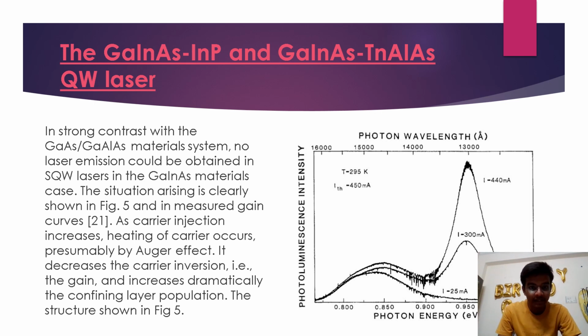The GaAs and InP, GaInAsP QW laser. In strong contrast with the GaAs material system, no laser emission could be obtained in SQW lasers in the InP materials case. The situation arising is clearly shown in figure 5 and in measured gain curves as carrier injection heating of the carrier occurs, presumably by Auger effect. It decreases the carrier inversion, that is the gain, and increases dramatically the confining layer population. The structure shown in figure 5.